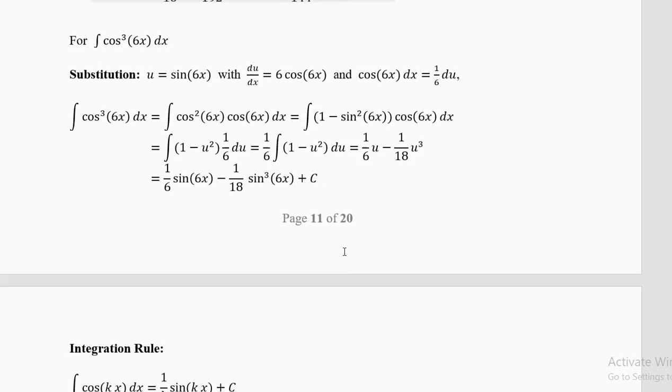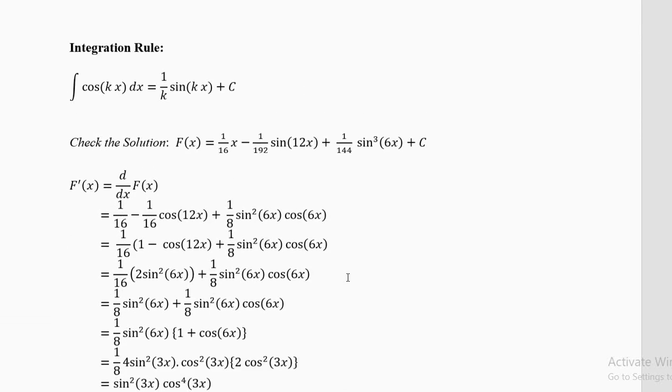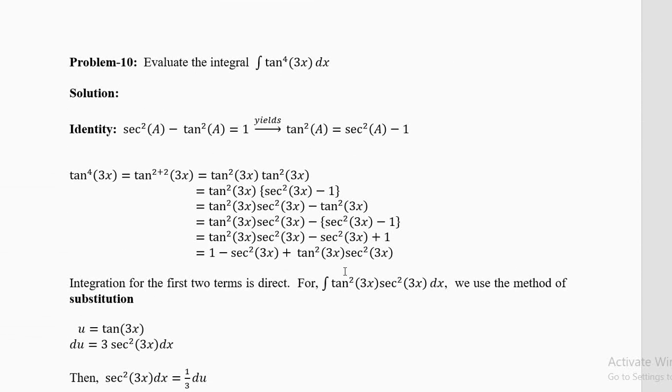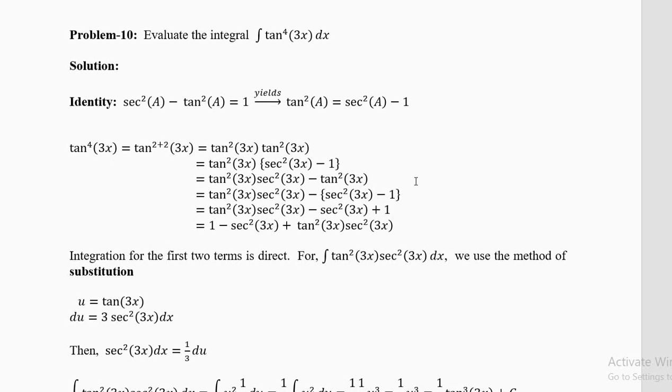And again, the answer can be checked by substitution. Now we have a new type of question. Integrate tan power 4 3x dx. Now we are going to use this identity, secant square a minus tan square a equal to 1, which means tan square a equal to secant square a minus 1. You can take the tan square to the right and 1 to the left. You will get tan square a equal to secant square a minus 1.